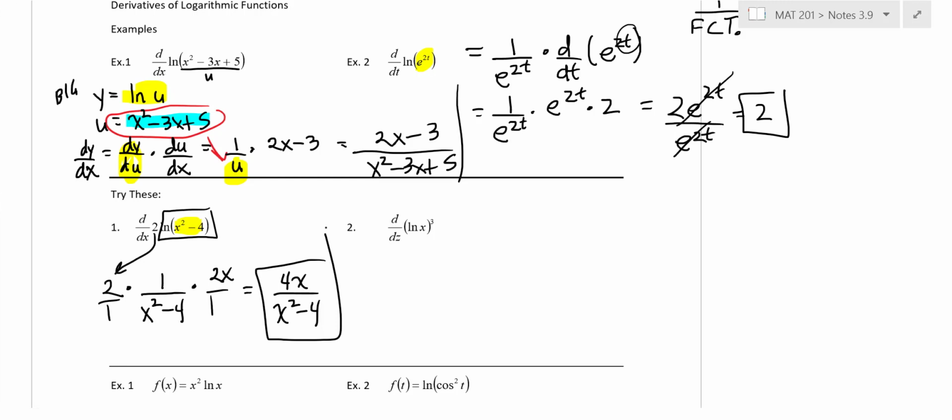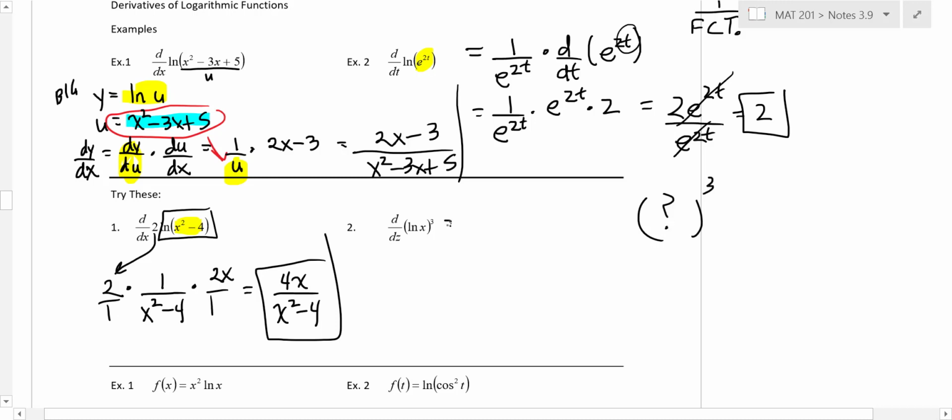Okay, the next one goes like this. What you got to see is you have something to the 3rd power. When you do a derivative of something to the 3rd power, what do you do with the 3? Bring it down. You're going to have 3 ln of x to what power? 2nd power. Then what do you got to do? Multiply by the derivative of what's inside. That's the chain rule. Okay, like that.